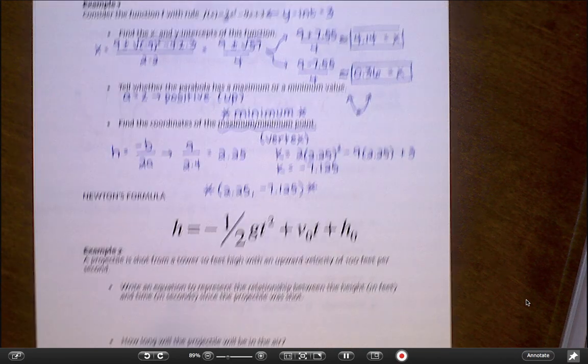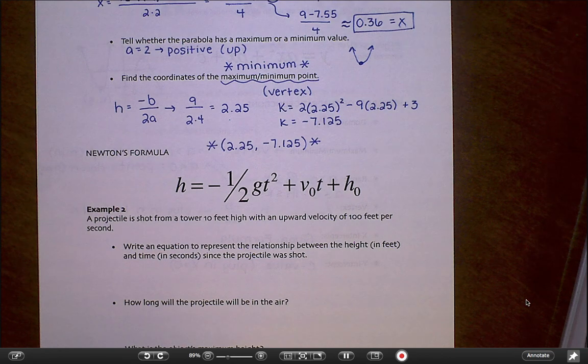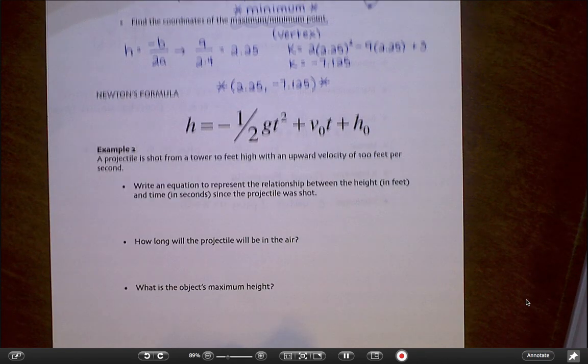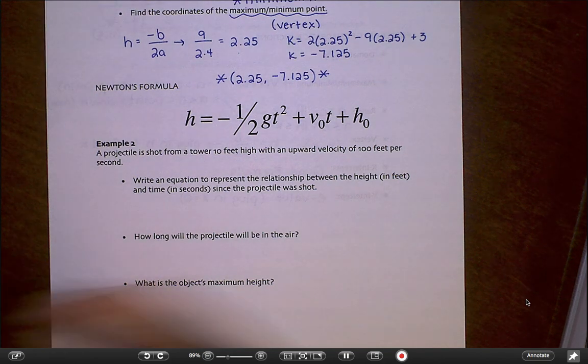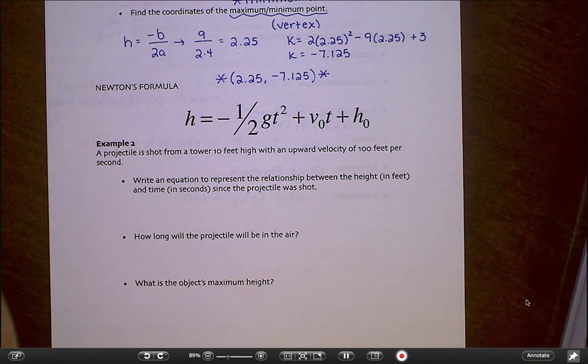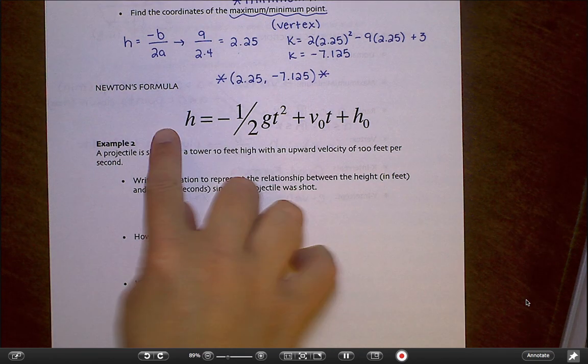Okay, next up we are going to talk about a very specific type of quadratic model, but it's very commonly used. It's actually an application from physics, and that is Newton's formula. You did a little bit with Newton's formula last year, but what it's all about is projectiles. It's things being either thrown up into the air or dropped from a certain height, and it gives the height of the object as a function of time. So based on how long it's been since you let go of the object, this is the equation that models that.